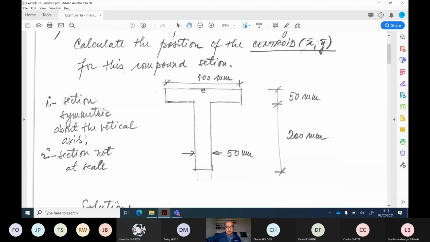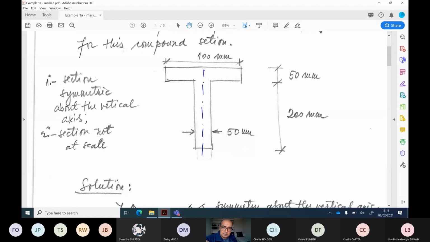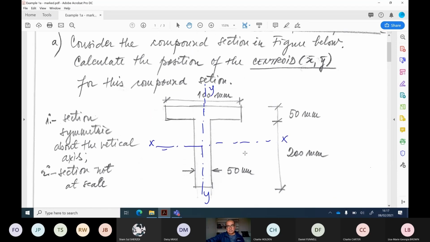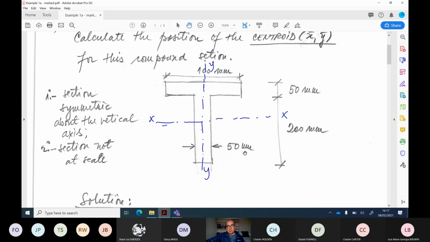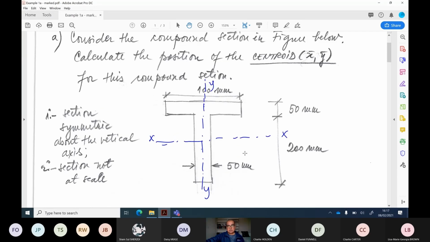One thing to observe here is that this section is symmetrical with respect to the vertical axis, but it is not symmetrical with respect to the horizontal axis. If I pass one line, the section is symmetrical with respect to y. It is not symmetrical with respect to x. If I take a mirror line with respect to y, the section is essentially the same. This is a kind of compound section, and I can work out the position of centroid.